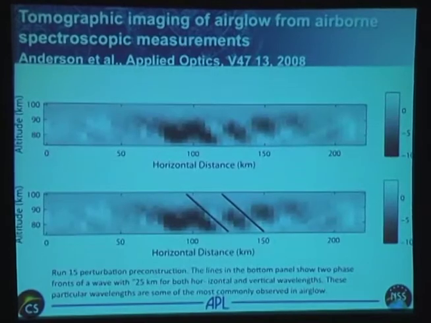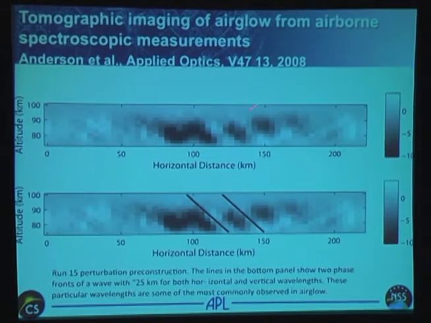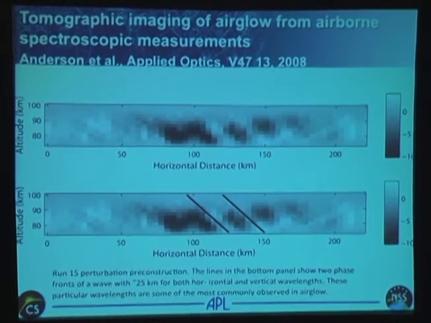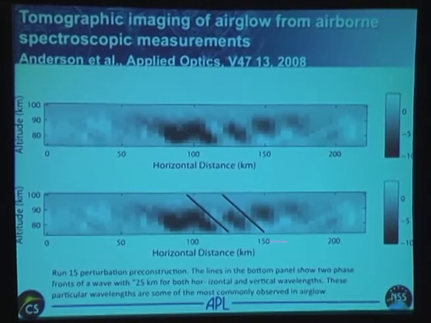So here's an example. This is airglow looking upward from a plane, done basically at Illinois a few years ago. Here is horizontal distance as you go through, and altitude, and you see gravity waves as you go across. This is a pretty nice and innovative idea: you use a plane, you look up, and you do tomography to image the region of the lower atmosphere above you. So that's an example of things that have been done.